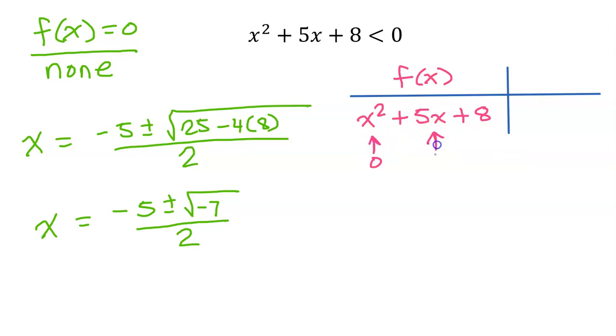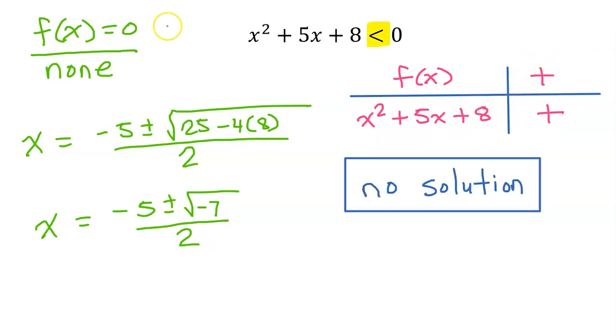So we put in 0 here and here. Then f of x would simply equal 8, which is a positive number. That means that f of x will be positive everywhere. We were looking for values of x that would cause f of x to be less than 0. Since f of x is always positive, this inequality has no solution.